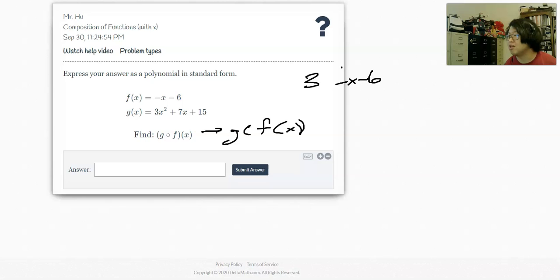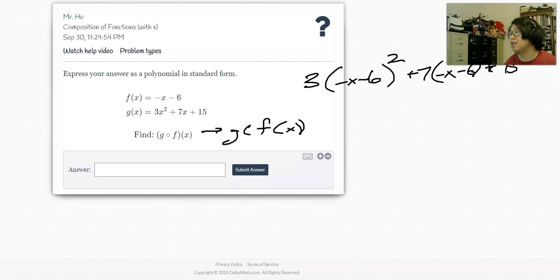So 3 times this thing squared plus 7 times that, not squared because it's just the middle term, and then finally plus 15. Okay. Note that there's only one way to do this. There isn't going to be I plug something in and then I try to get something out. You're just going to be plugging in whatever function's on the inside and then simplifying.